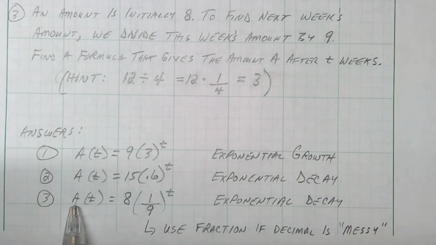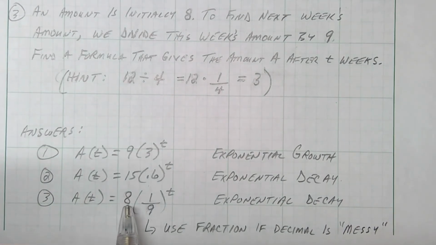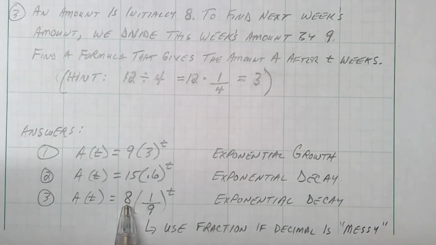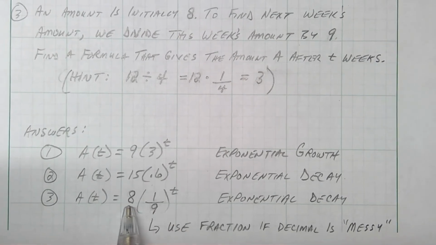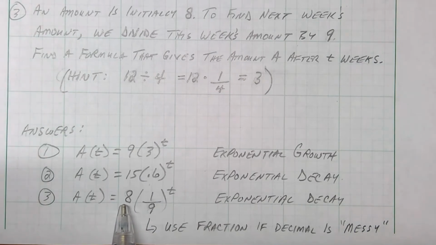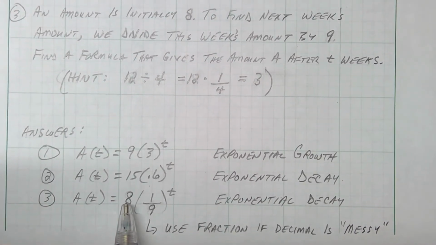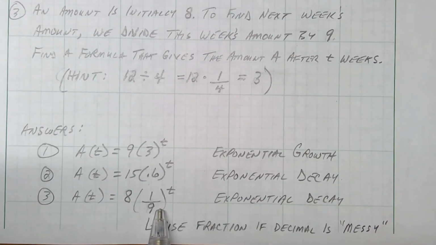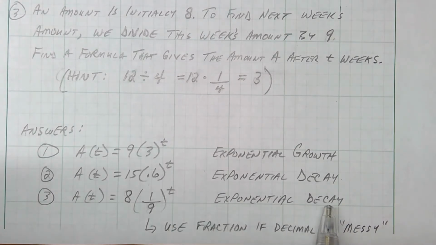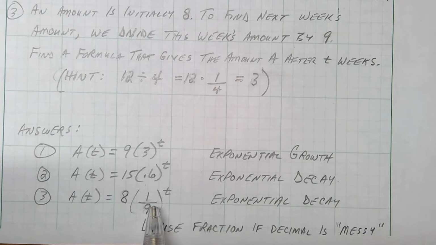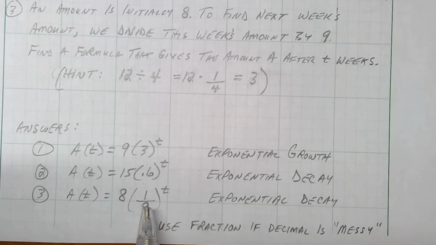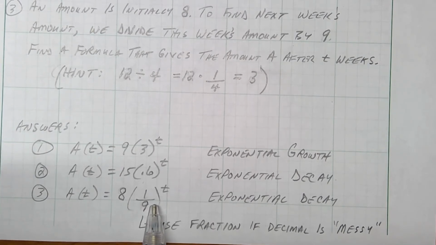All right, and the third one, A in terms of t, is the starting value, 8 times 1/9. They said divide by 9. Don't do that. Write it as multiplication instead. So instead of saying 8 divided by 9, say 8 times 1/9 raised to the t. That's also decay, because if you start with 8 and you multiply it times 1/9, you can do it on your calculator. You get 8/9. That's less than 1, all right? So the 8 is getting much, much smaller.